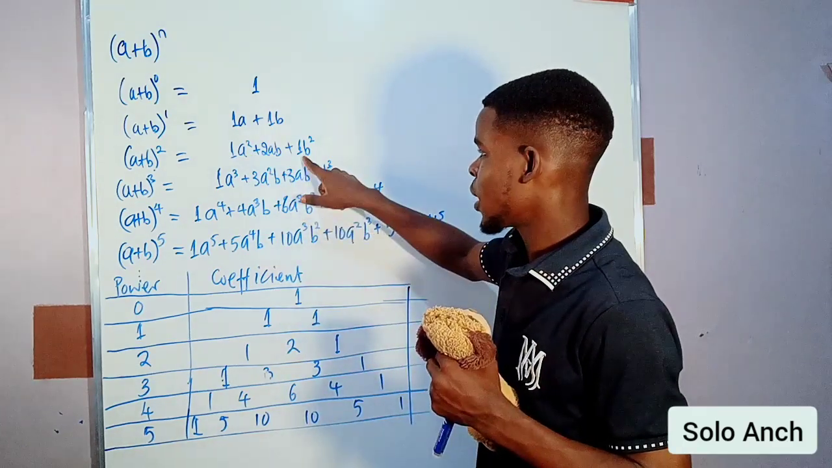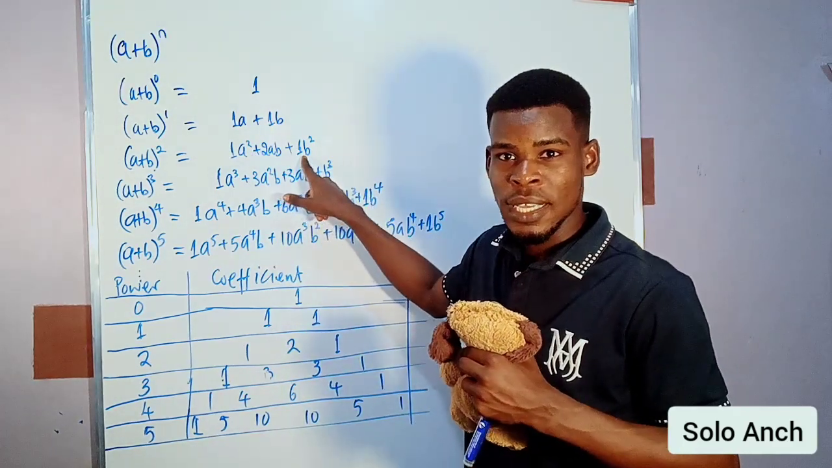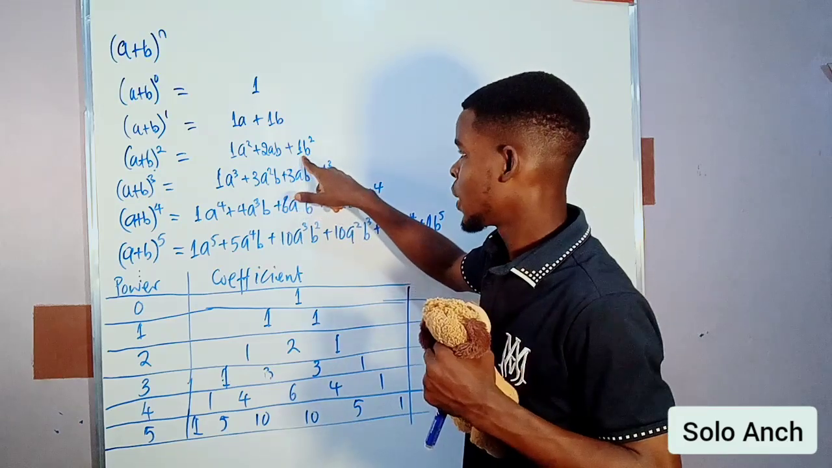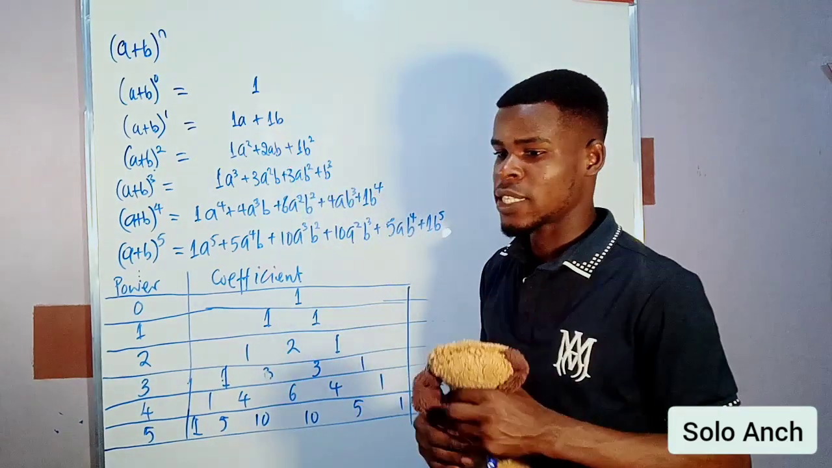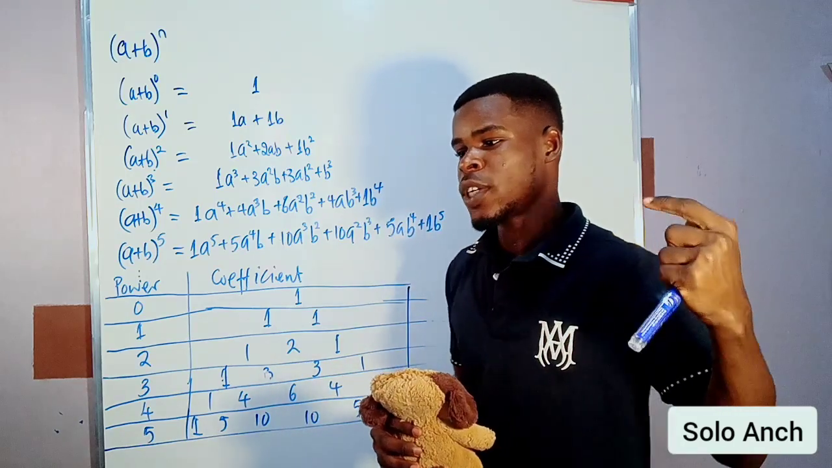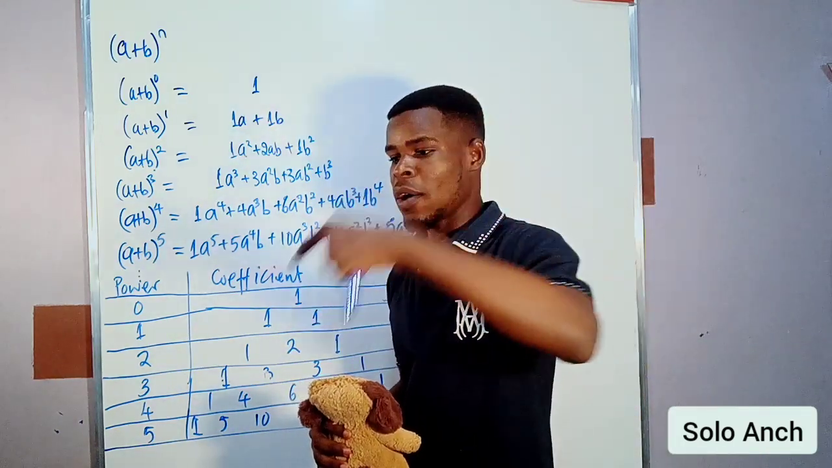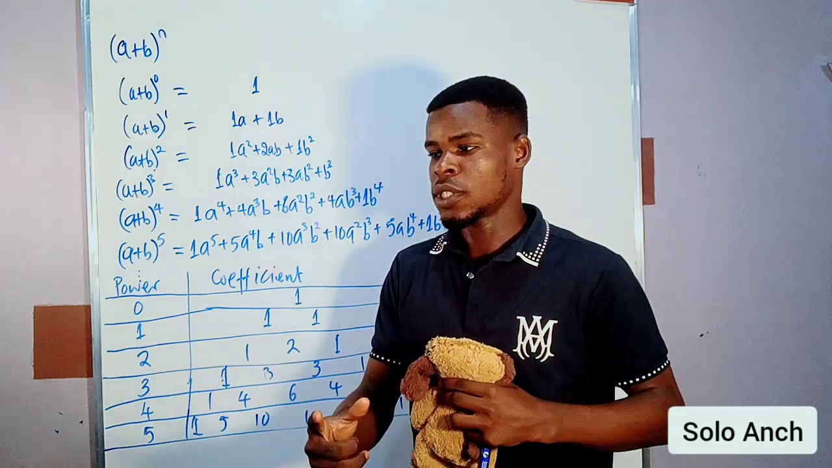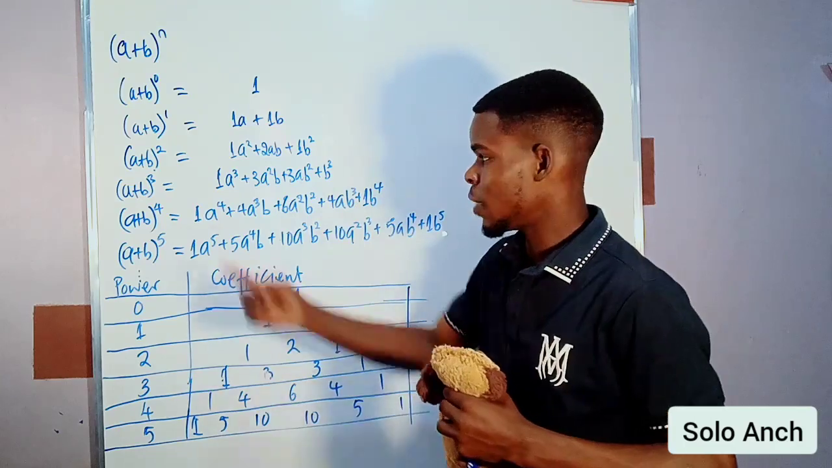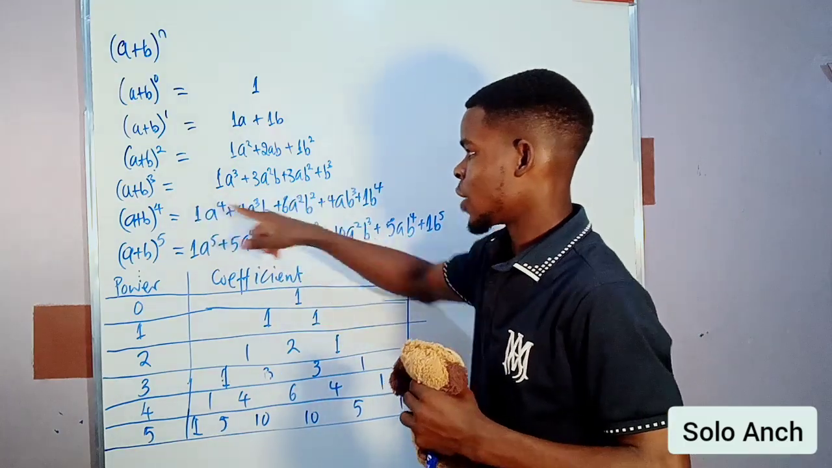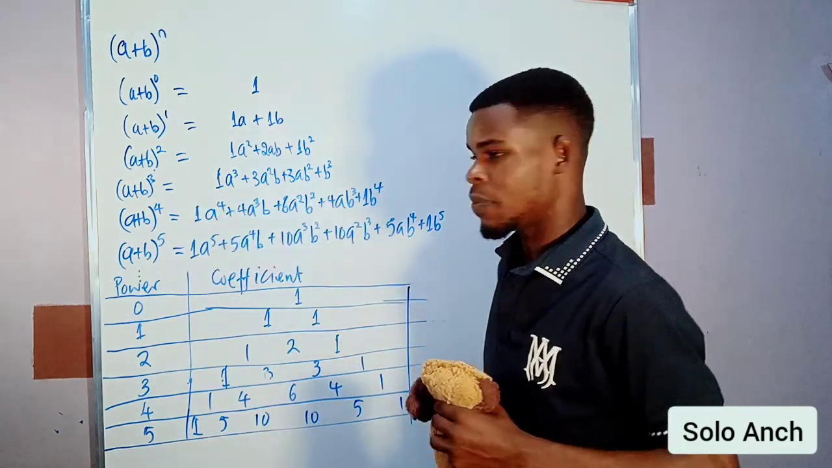Then for the third term, there's no a again, which means the power of a there is 0, and the power of b has increased from 1 to 2. So it looks as if for each term, the power of the first term reduces from the entire power down to 0, while the power of the second term increases from 0 to the entire power. You can observe that in the expansion of the third power.